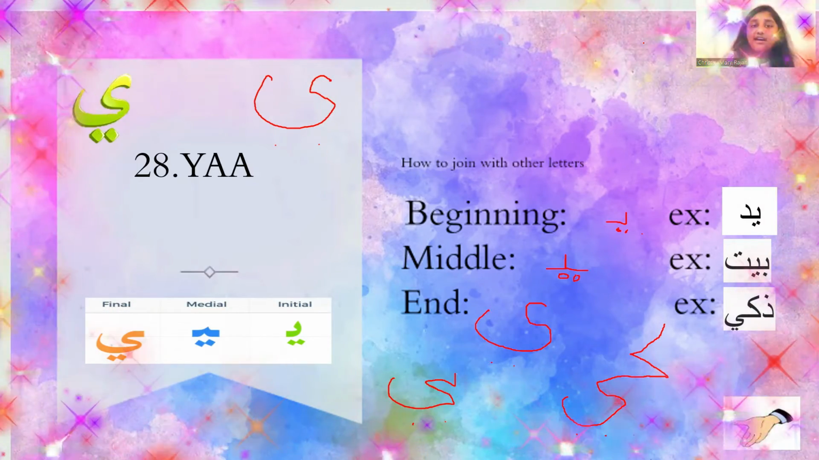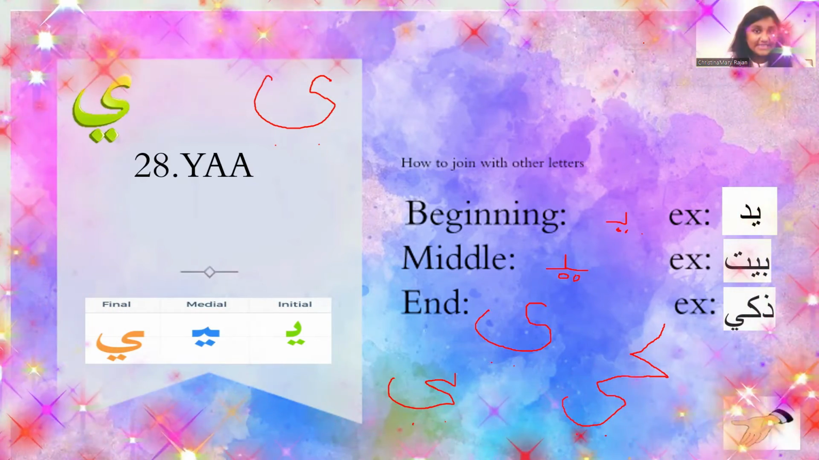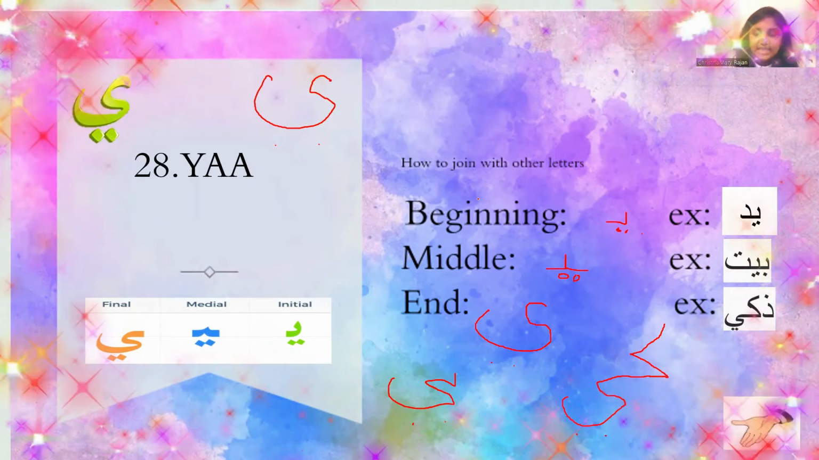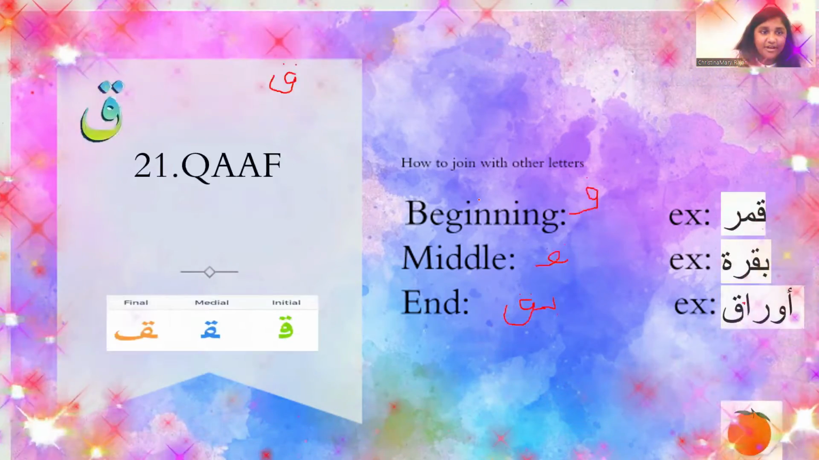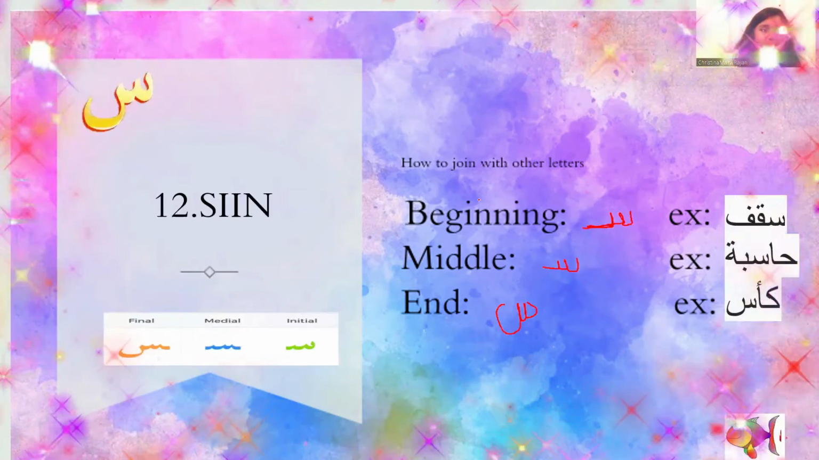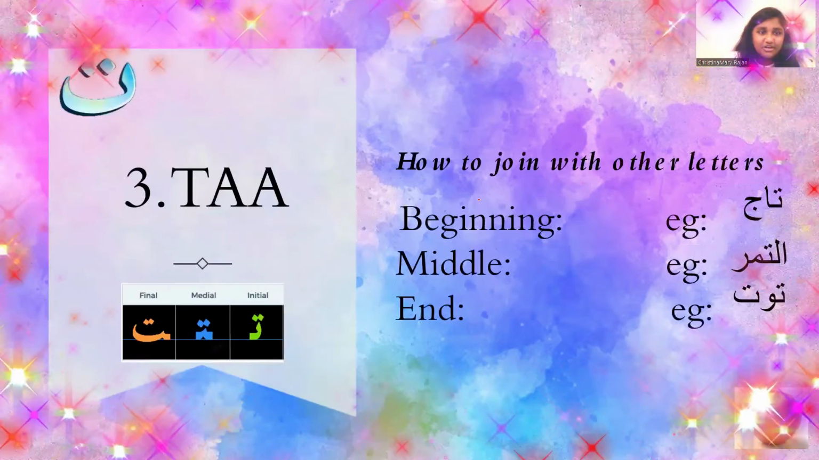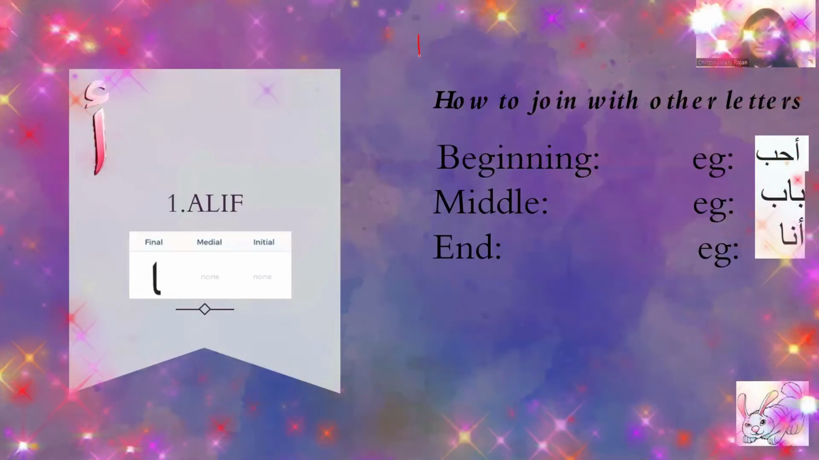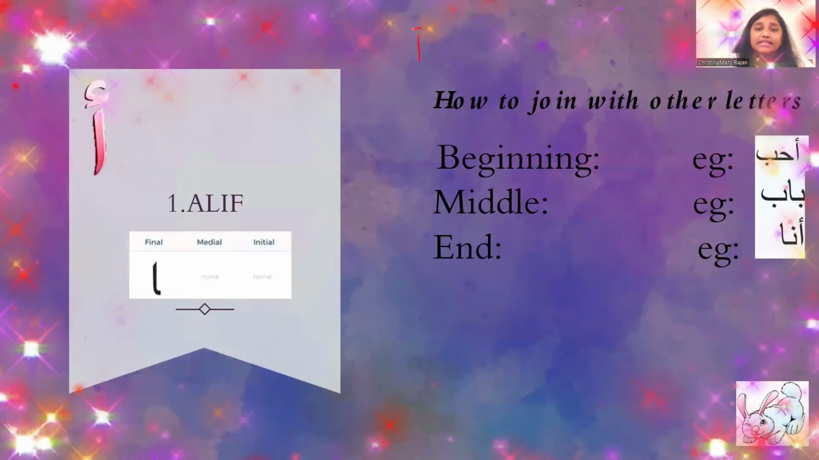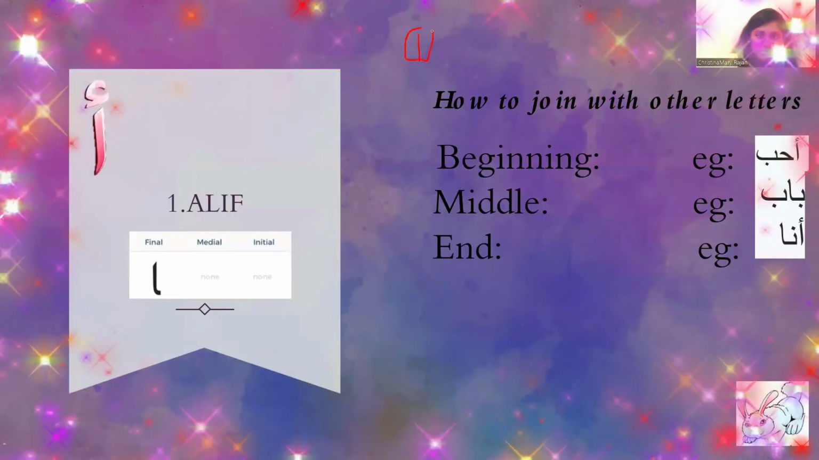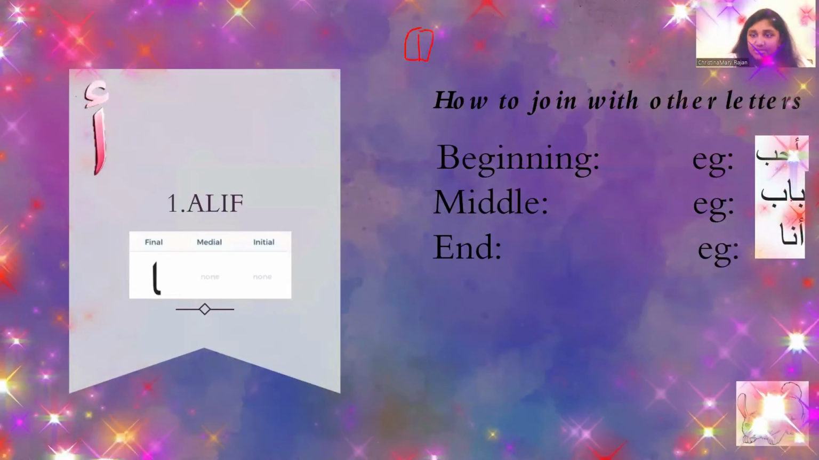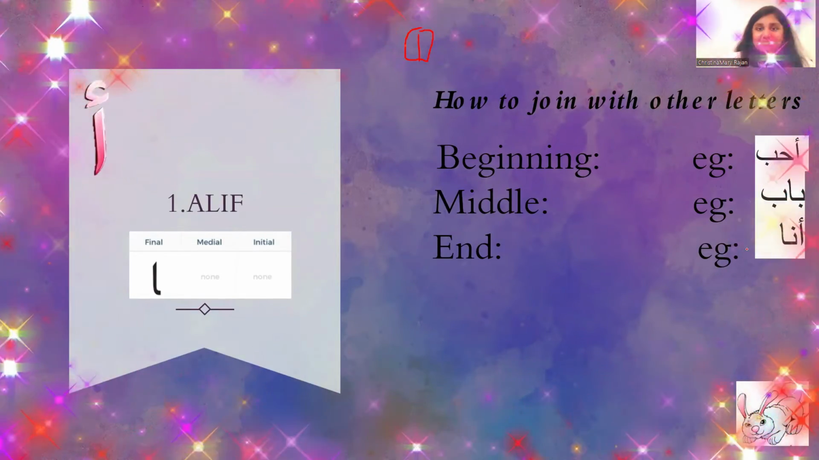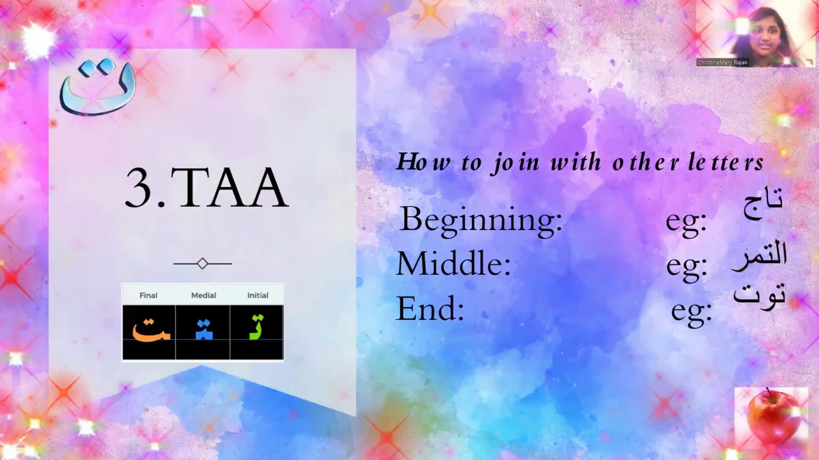The letters that can't join with the letters that come after it. So I'll just show you the letters first. The first letter that can't join is our very own first letter, Alif. This is the first and number 1 letter that cannot join. As you can see in these examples, it does not join with the ones in front of it. So let's go to the next letter that can't join.